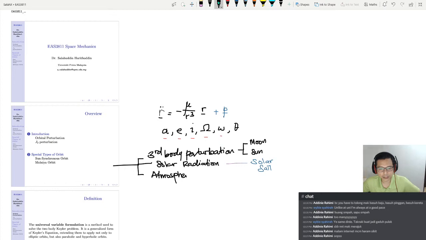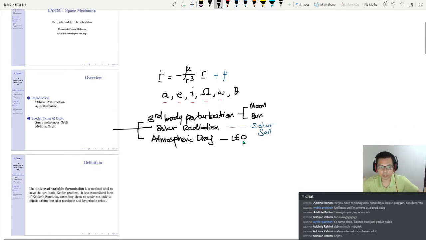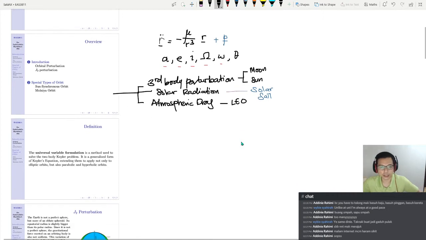Atmospheric drag does pose a big problem for low Earth orbit satellites. It's very significant for those below 800 kilometer altitude. It's, I would say, the biggest orbital perturbation in low Earth orbit. But today, the one type of orbital perturbation that we haven't really explored so far is what we call J2 perturbation.